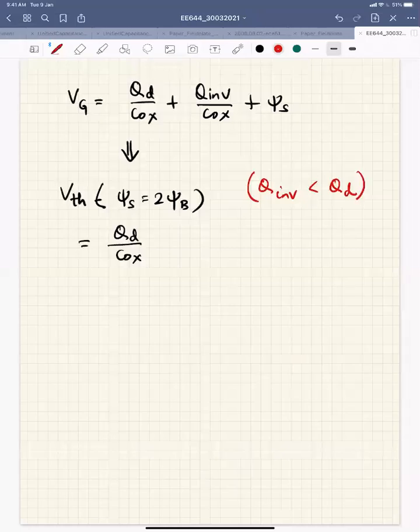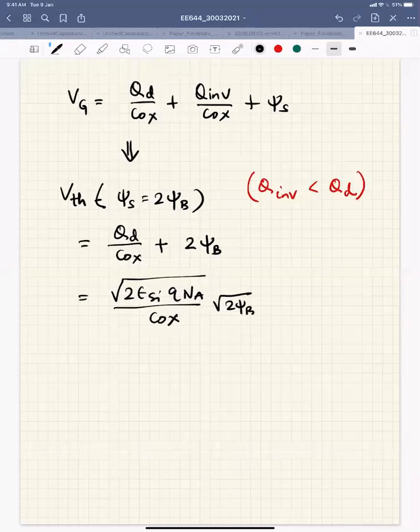We could neglect Q inversion, so this will be 2 psi b. So this you could also write down as 2 epsilon Si Q times Na divided by Cox, root over 2 psi b, plus 2 psi b, right? So here you see, once your device is fabricated, your Na is fixed, your oxide thickness, your oxide capacitance is fixed, right?